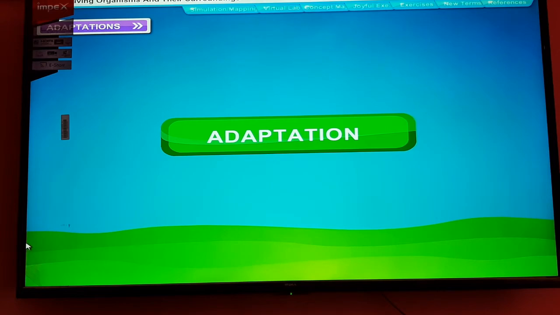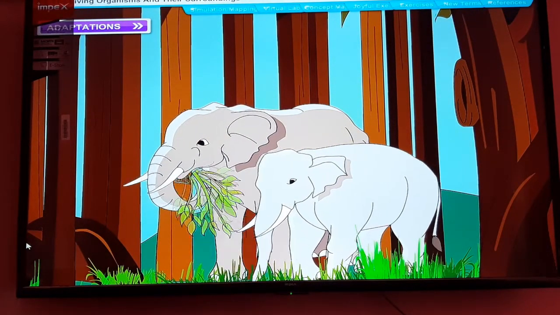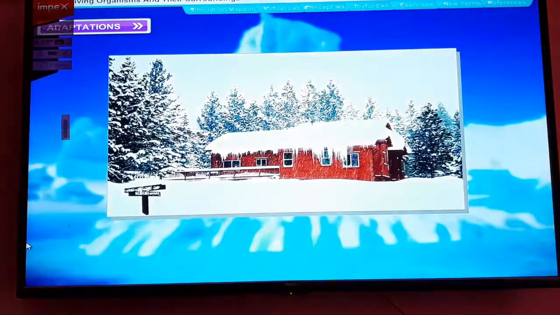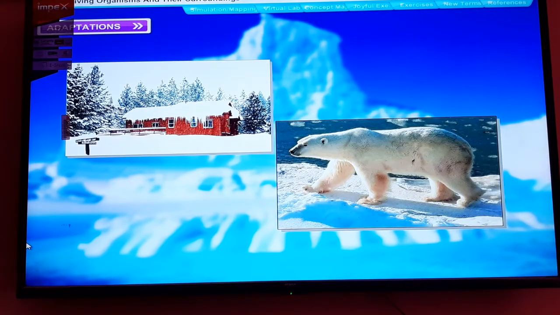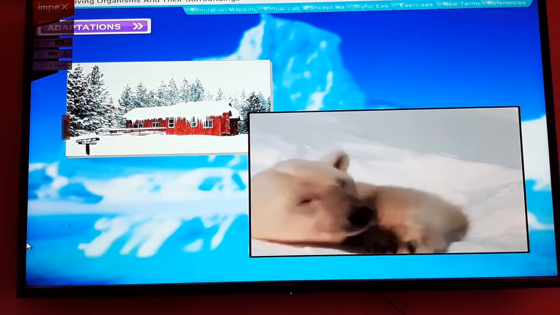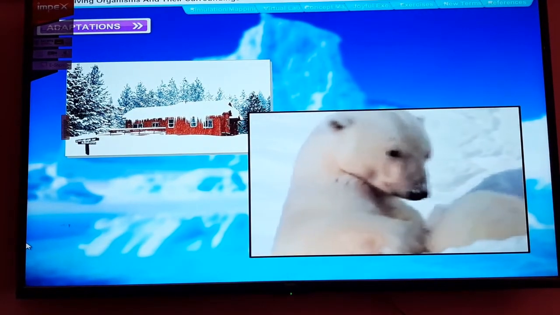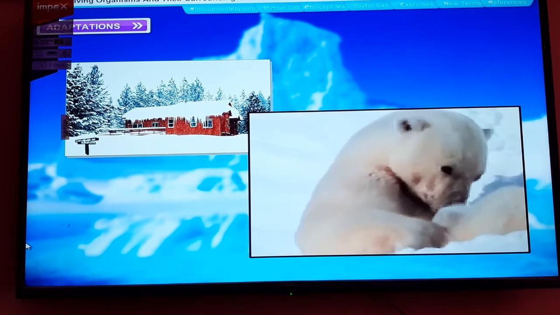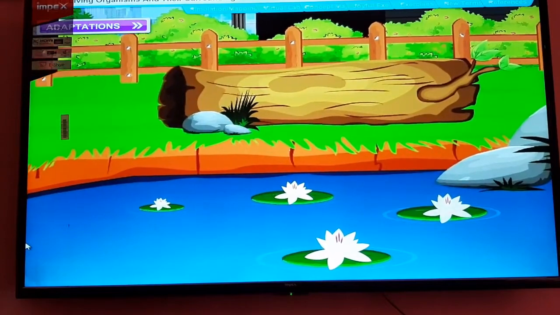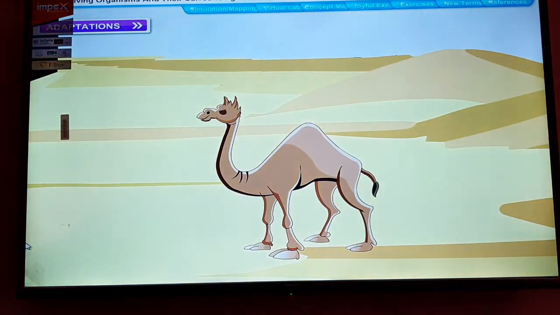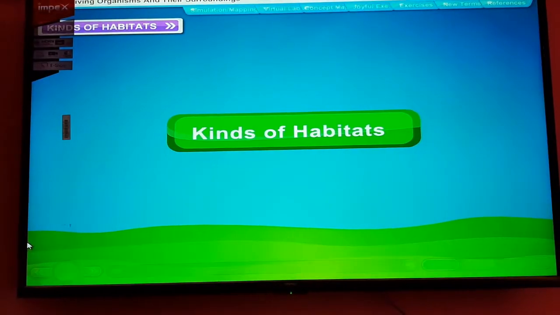Adaptation. An organism that is well adjusted to different conditions of its habitat will breed and flourish. Favorable features present in plants and animals that help them to survive in a particular type of habitat are known as adaptations. Adaptations may be in the form of modifications in shape, body organs, color and size. For example, the lotus plant is well adjusted to a water habitat, and a camel is well adjusted to live in desert conditions.